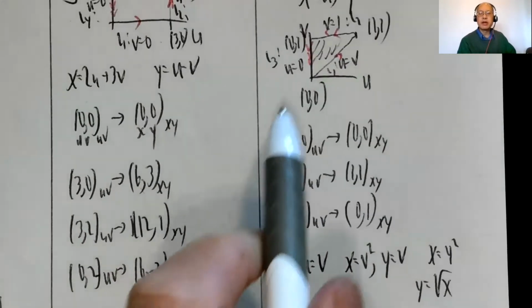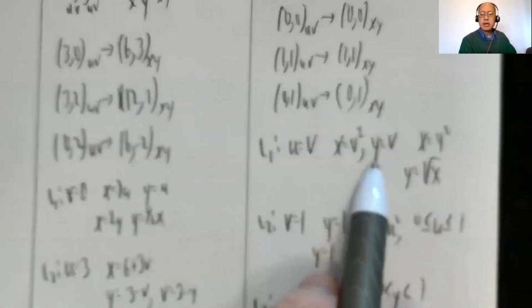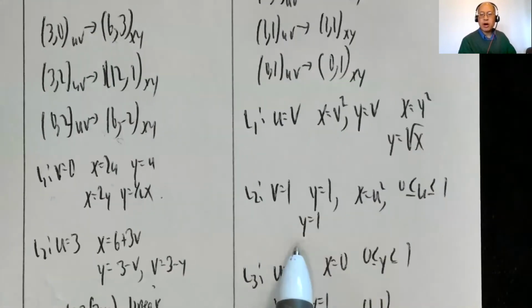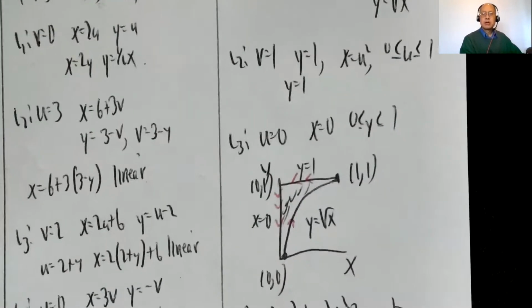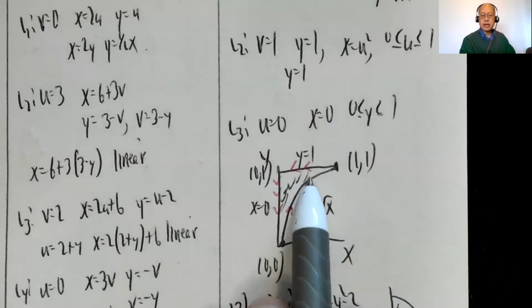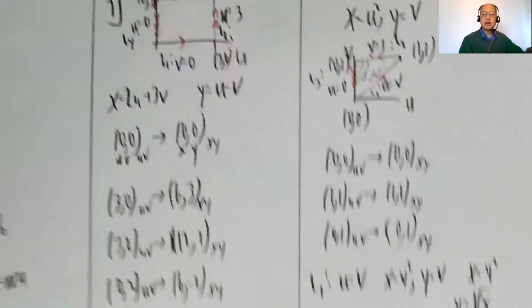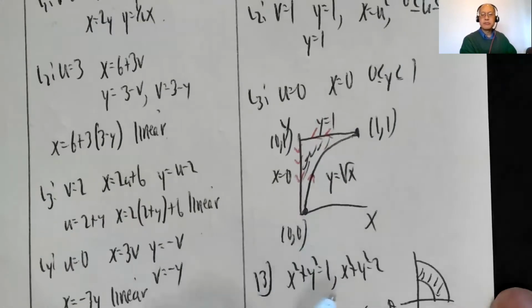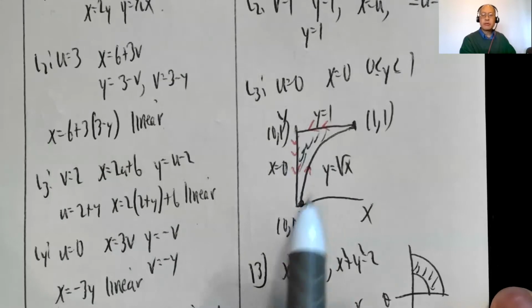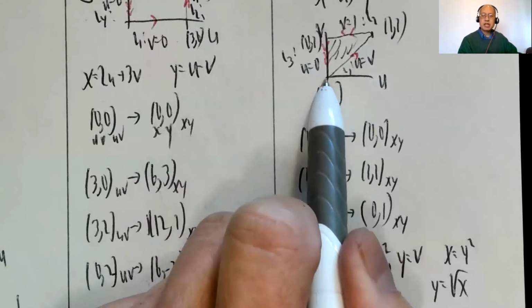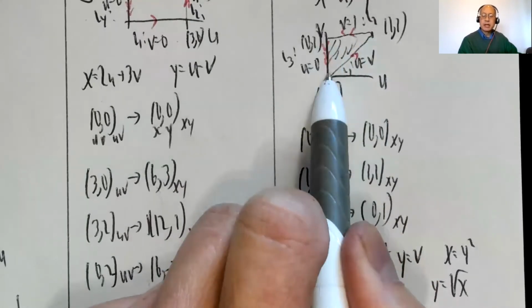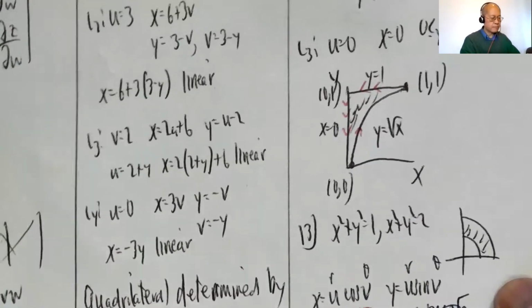L2, v equals 1. If v equals 1, then since v and y are equal, y equals 1, x is u squared, u going from 0 to 1. Okay, so y equals 1 still looks like that. And L3, u equals 0. So if u equals 0, x equals 0, and that's linear also. Okay, so this is what we end up with. So even though these 3 corner points stay the same, this becomes parabolic, that stays the same, that stays the same. So this triangle region ends up being this region over here.